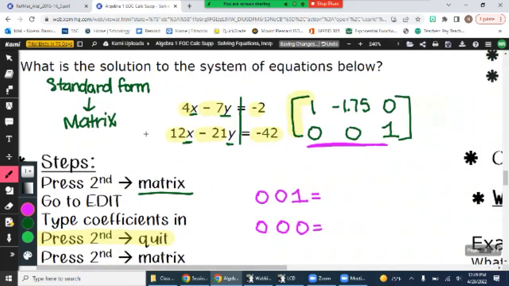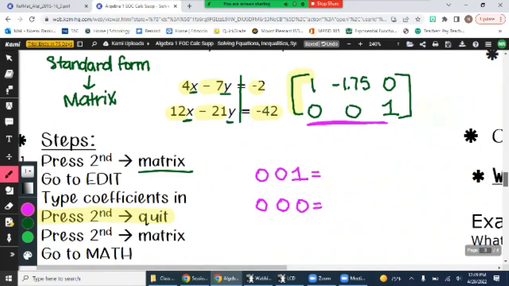What does a 0, 0, 1 represent? No solution. And if there's no solution, that means that the 2 lines will not cross. What kind of lines do not cross? Parallel lines. So I'm going to write the word parallel, just because the answer choice might include that word.